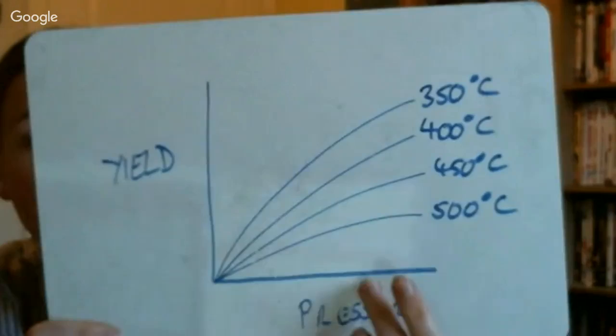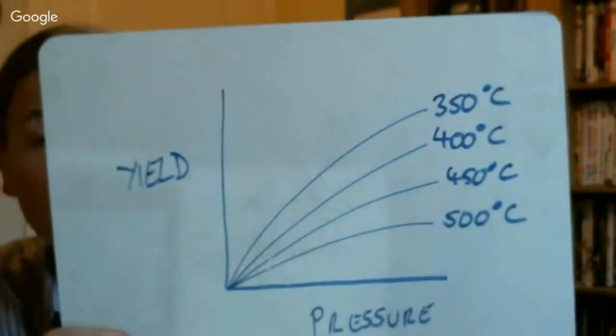But as you increase the pressure, then you increase the yield. So they're the two patterns to remember. Increasing the temperature decreases the yield, increasing the pressure increases the yield. And yield, quite simply, is just the amount of product that you make.